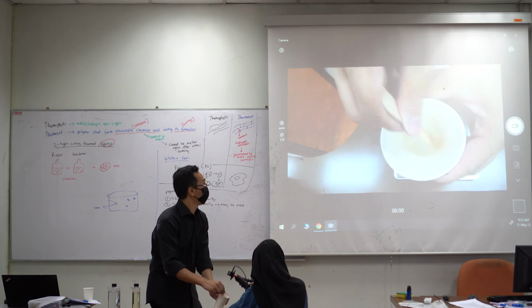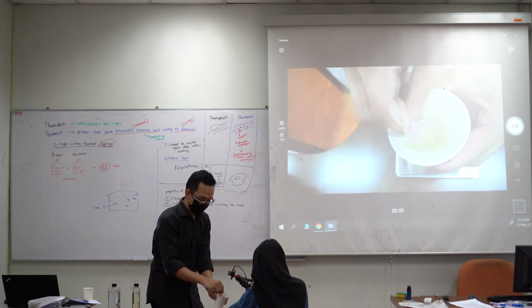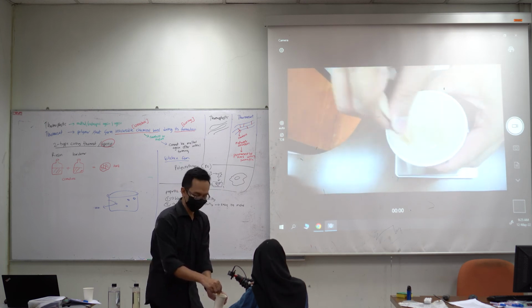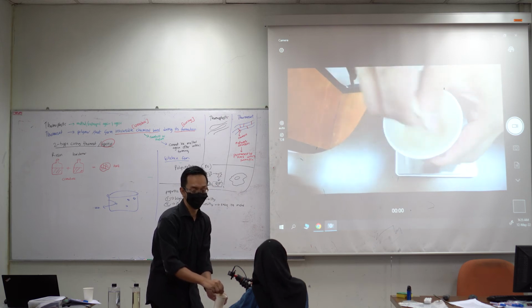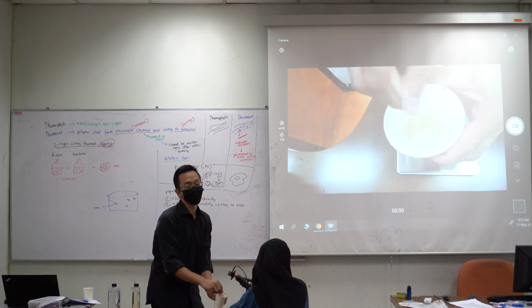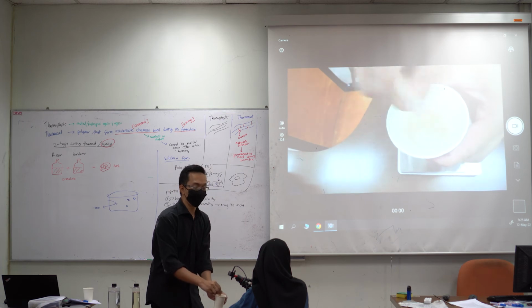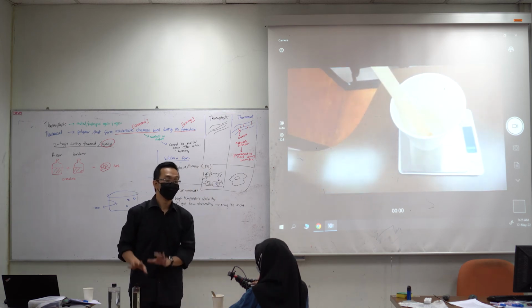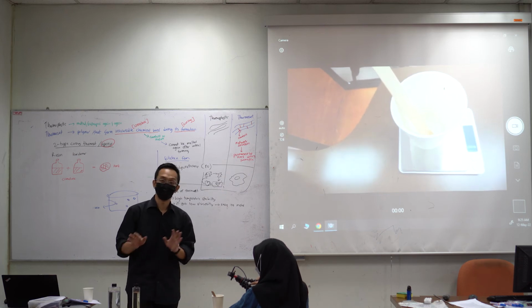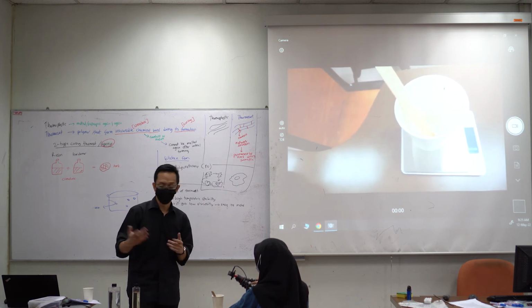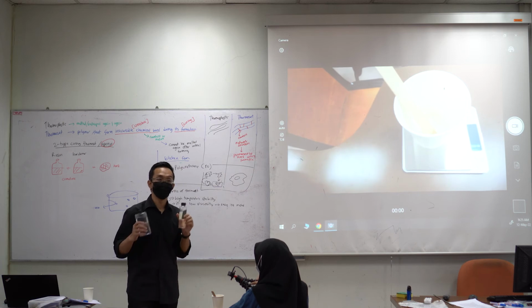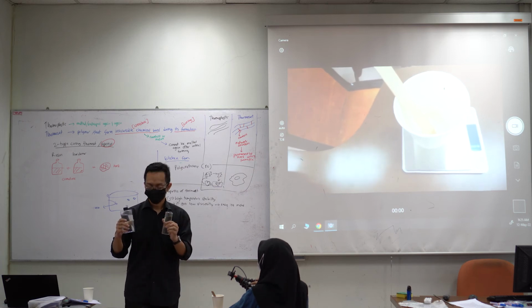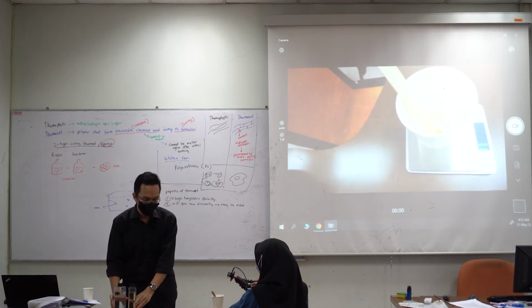So what I did is react the hardener and the resin together. As you can see, it's not hardened yet. It depends on the epoxy. Some epoxies harden very fast, some very slow, depending on the manufacturer. This one takes 20 hours to harden.